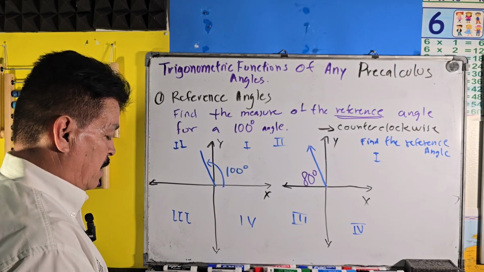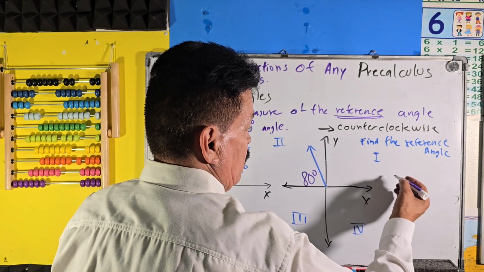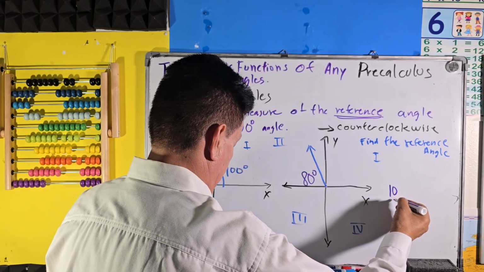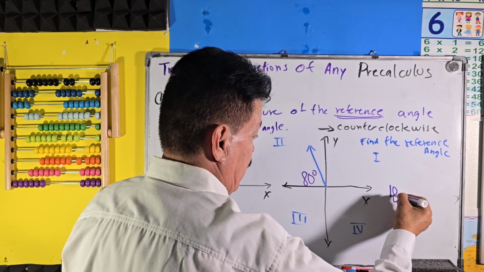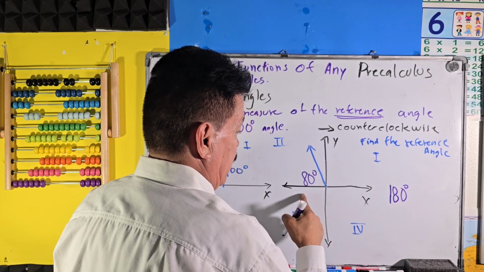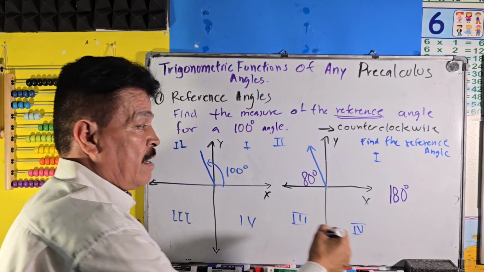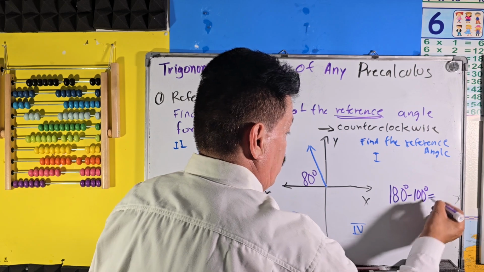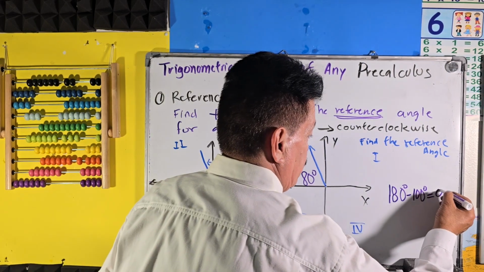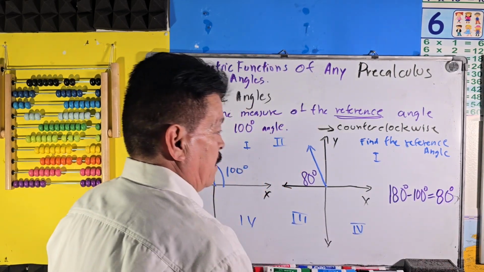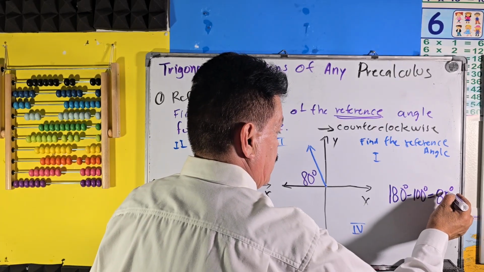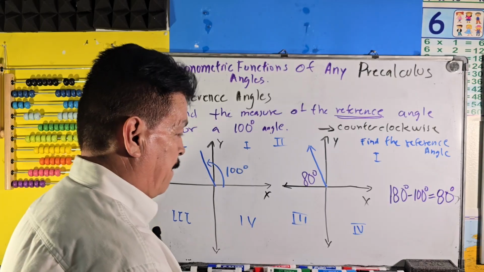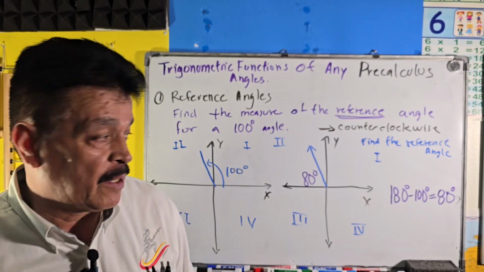Then our answer, the reference angle. Here we have the reference angle is 180 minus 100 equals 80 degrees. It's 80 degrees, see? That's the right answer, okay?